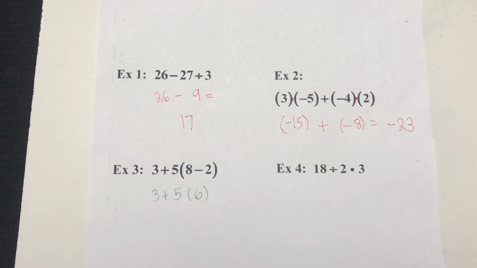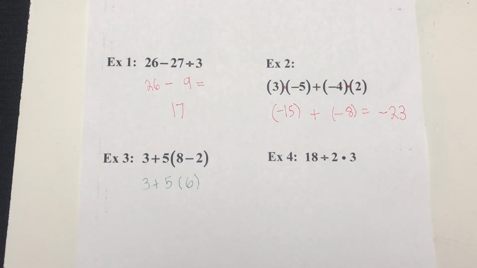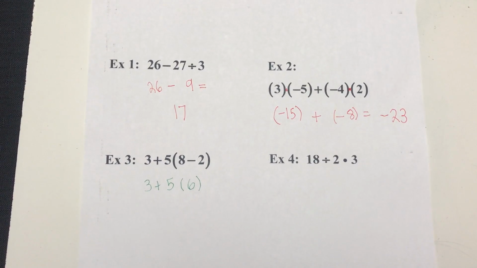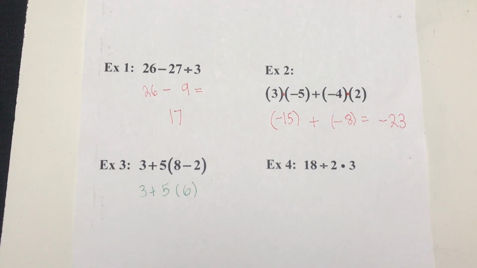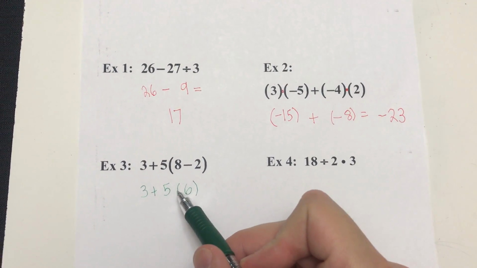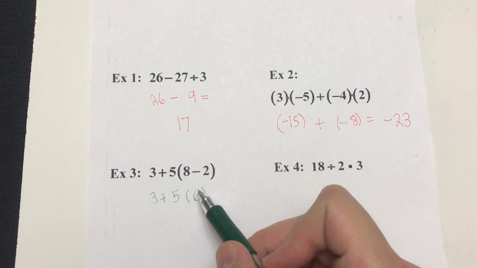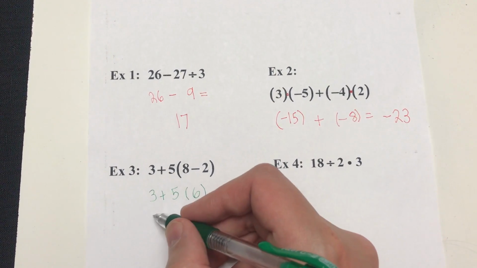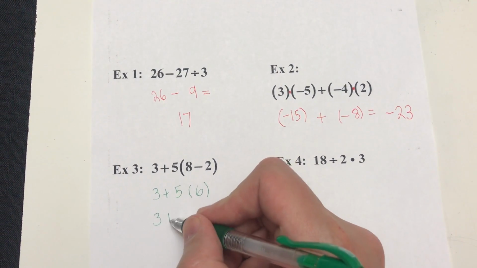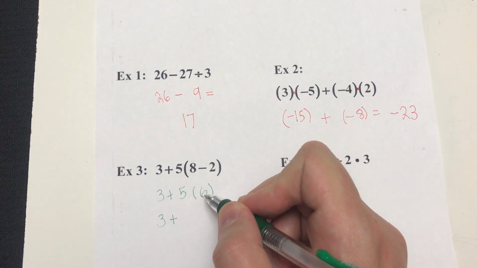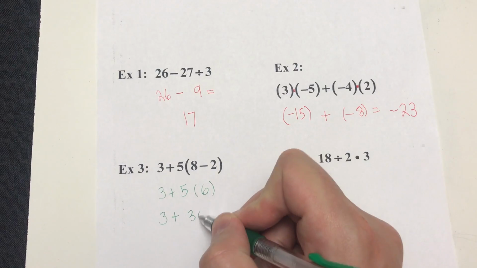Next, after grouping symbols, exponents. There are no exponents in example 3. After exponents comes division and multiplication. We have no division, but then the 5 and the 6 separated by parentheses indicates multiplication. So the 3 will remain, as well as the addition sign. 5 multiplied by 6 is 30.